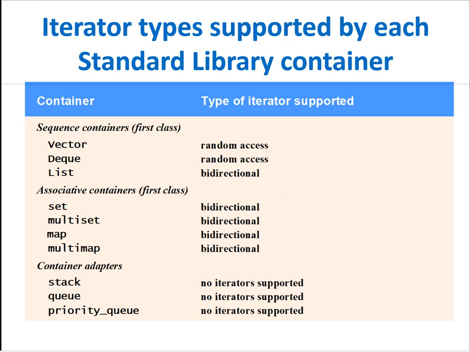Iterator types supported by each standard library container: vector, random access iterator supported. Deque, random access, and list, bidirectional iterator. In associative containers, set and multiset, map and multimap are supported by the bidirectional iterator. Stack, queue, and priority queue are derived containers from the sequence containers, so these three containers do not support any iterator type.